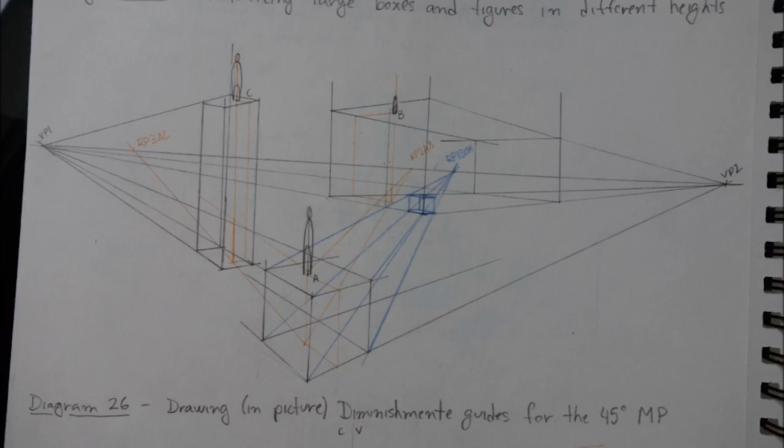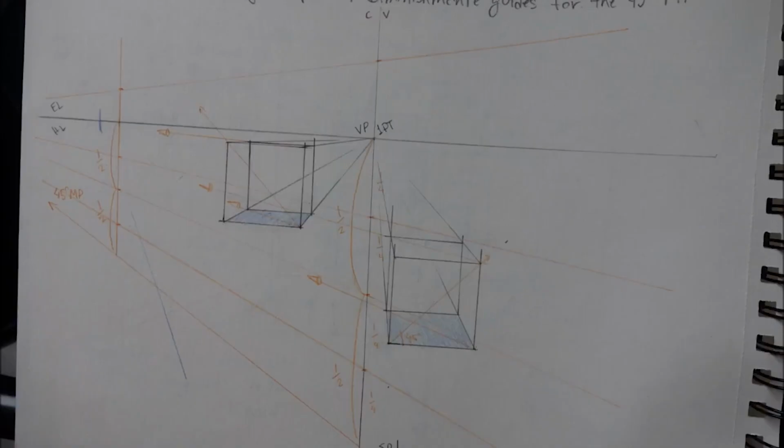So transferring scales, different figures. This is really important when you're drawing a complex environment. A lot of people don't check their scale, and it becomes weird.